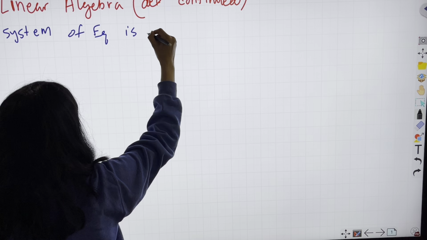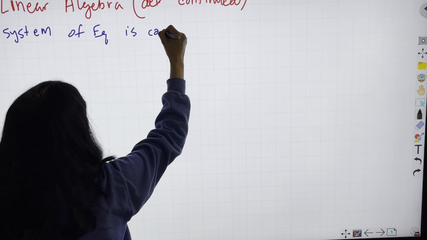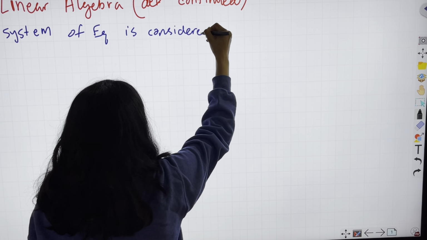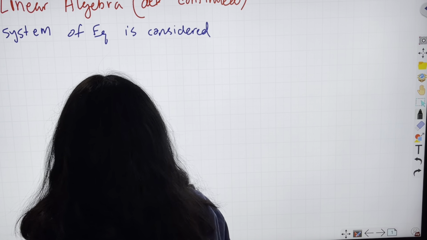Okay, so linear algebra definitions continued. So whether or not a system is considered a linear system of equations is considered to be consistent if it has at least one solution.